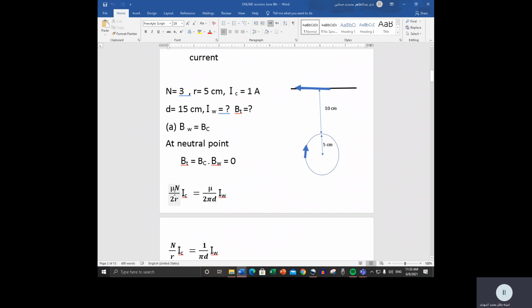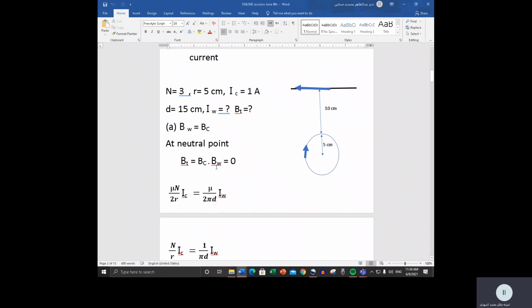So the left-hand side of the equation talks about the lower part of the diagram. So mu, magnetic permeability, N is the number of turns of the circular coil, I sub C is the current passing in the circular coil, and here divided by 2R. R is the radius of the circular loop. So all this left-hand side talks about the lower part of the diagram, which is the circular loop. Now, I put this in the left-hand side of the equation.